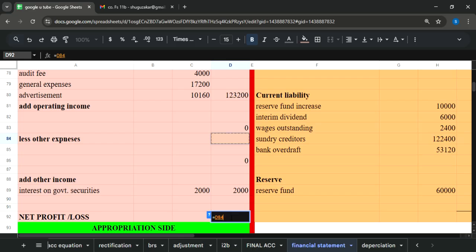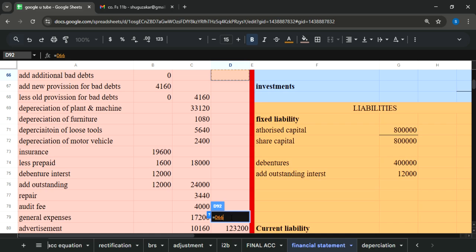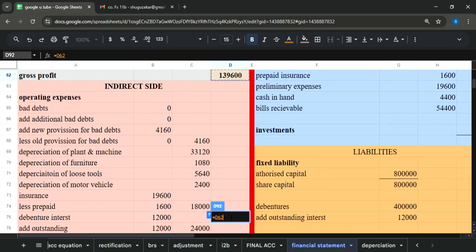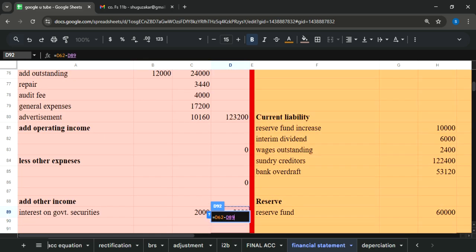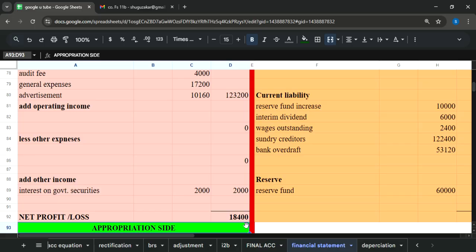Let's take gross profit as our first step. So here gross profit, subtract operating expense, then add operating income, subtract other expense, add other income, and that is 2000. So finally we have got 18,400.